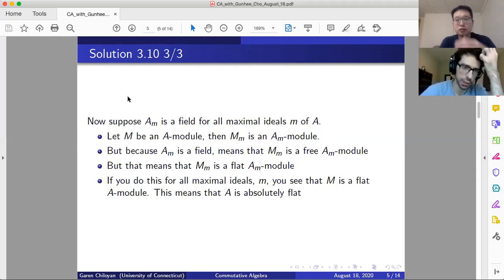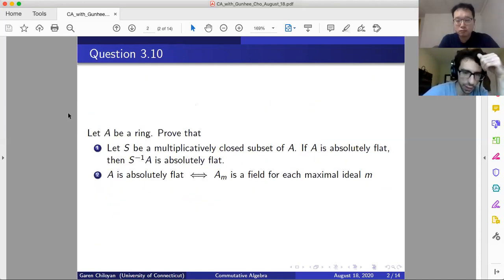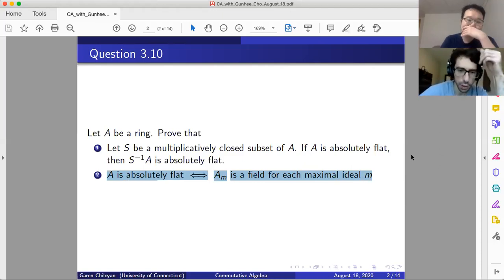So you use the fact that flatness is a local condition, right? Exactly. Flatness is a local condition. It's very important. I don't think we proved that in our lectures, but yes, flatness is a local condition. So this last statement, I think I will use again in more of the questions in the exercise.